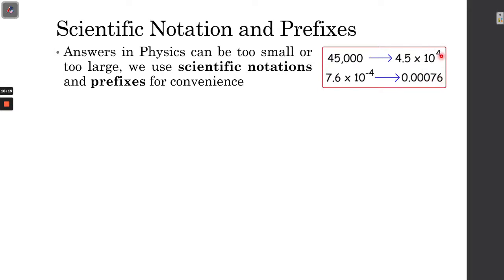Again, positive means that the decimal point moved from right to left. And for negative, it means the original number's decimal point moved from left to right. So what if we have this number and we want to write it this way? You basically have to move the decimal point from left to right, and vice versa for this one. So you want to move this from right to left.